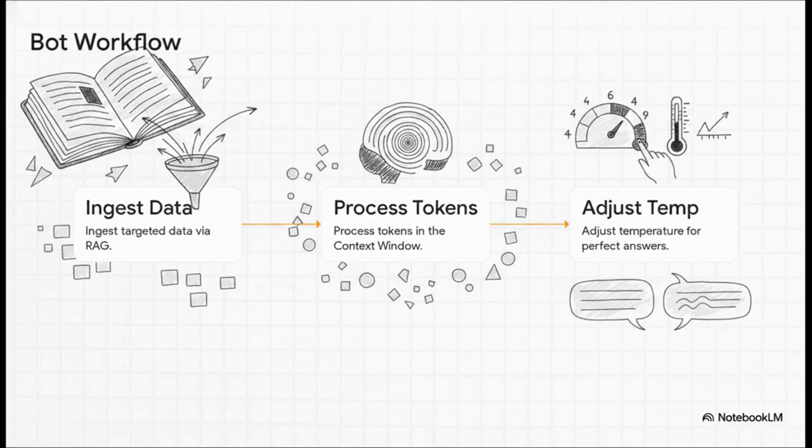Step 2, the AI processes that information by breaking it down into tokens, holding it all securely within its short-term memory, the context window. Step 3, we adjust the temperature for the perfect answer. Maybe we dial it down low so the bot gives us strict, factual answers based only on our RAG data. Every single term we define today naturally connects together to run this AI Q&A bot. It is just such a beautifully logical system.